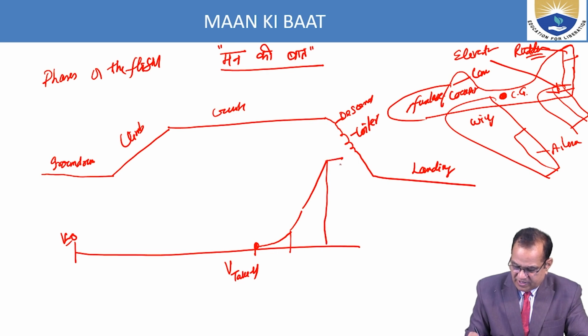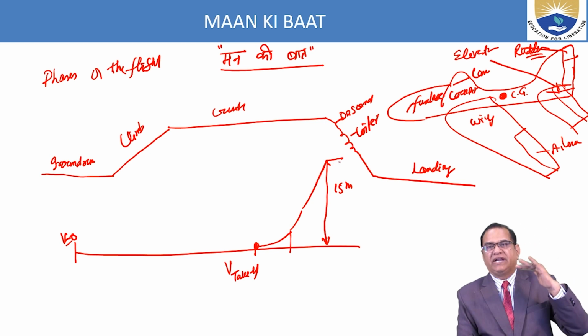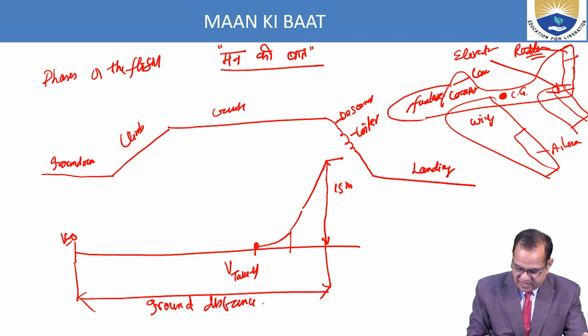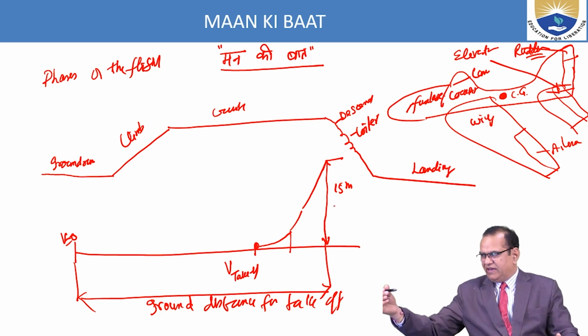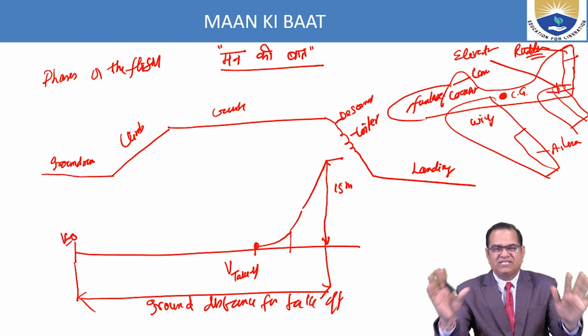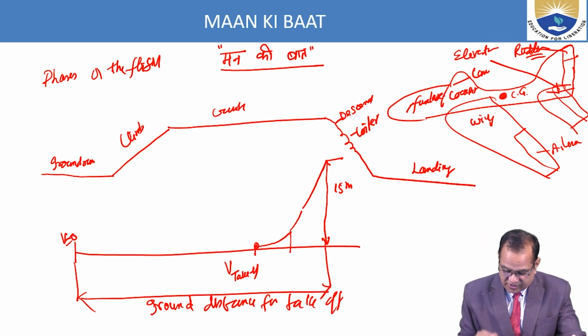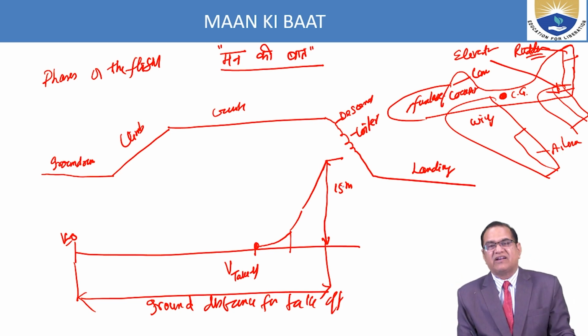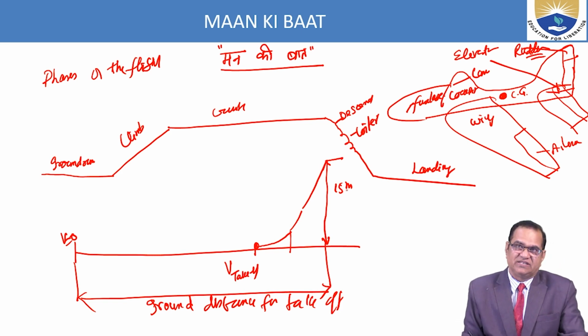Until the aircraft reaches 15-meter height, your takeoff is not completed. From here to here, this is the ground distance for the takeoff. If the aircraft is running and it has crossed 15 meters from the ground, then the aircraft has taken off, not just up to here. So this much runway is required. On top of the runway only, the aircraft has to reach 15-meter height.